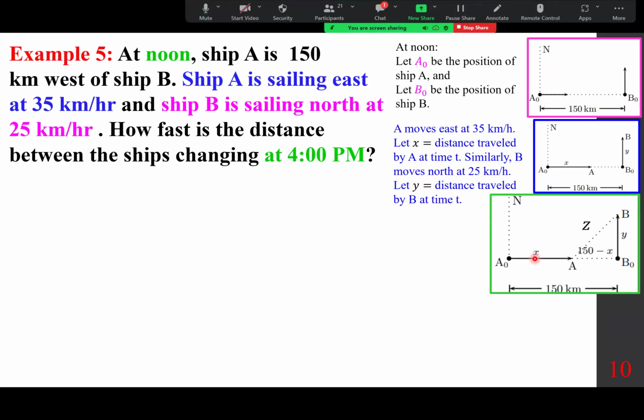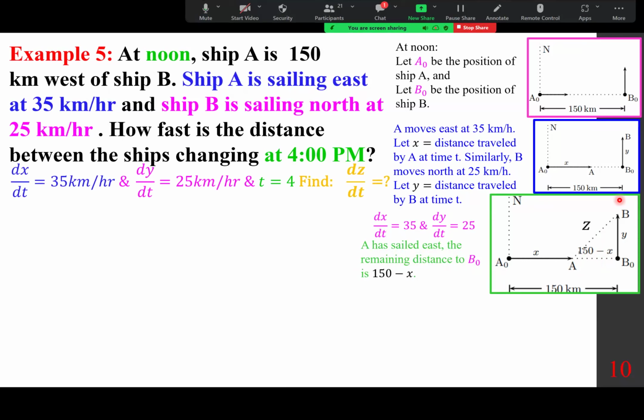So this is the distance traveled by A. This is the distance traveled by B. The total distance from here to here was originally 150, which makes this one, if this is X, 150 minus X. We're going to call this distance Z. So this is X, this is Y, this is 150. Therefore, this becomes 150 minus X. dx dt is 35, dy dt is 25 kilometers per hour. A has sailed east. The remaining distance to B0 is 150 minus X. So you have dx dt, you have dy dt, and at 4 p.m., t equals 4, we want to find dz dt.